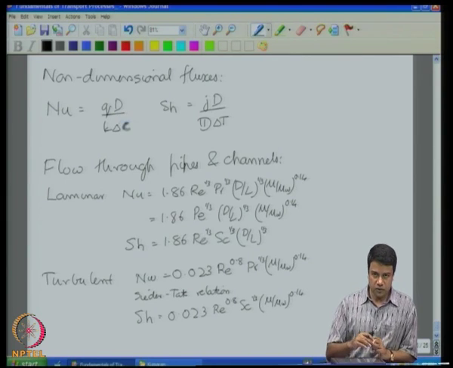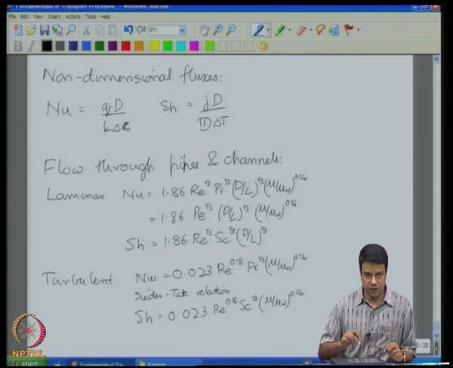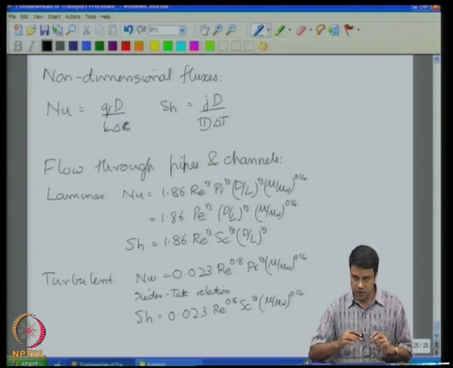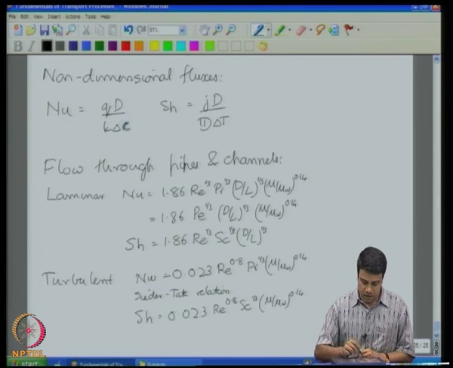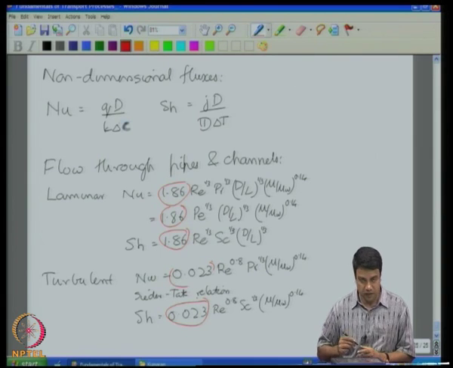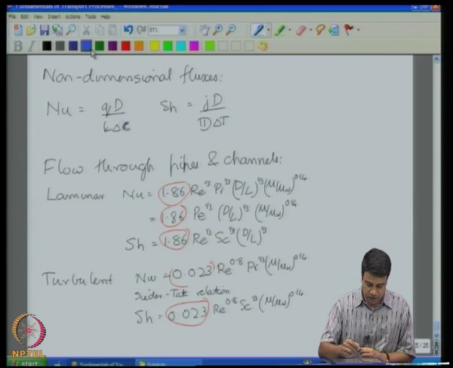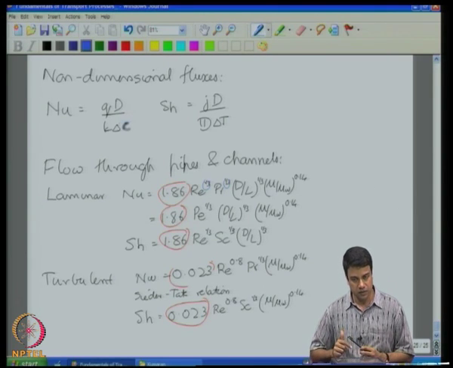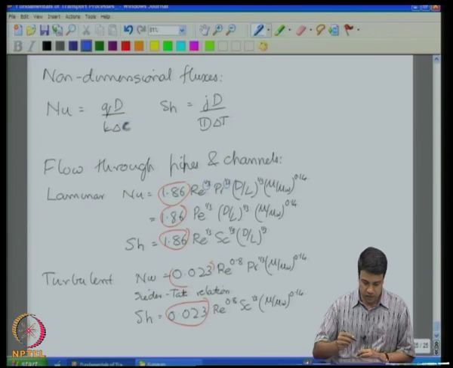So, that was for flows through pipes and channels. In this case, these correlations are for flow through cylindrical pipes. For flow through other kinds of geometries, these coefficients here will change, but the general relationships will not change. For other kinds of geometries, these powers will remain the same. So, the powers that I have here will end up remaining the same. We will look in this course at why these powers come about.